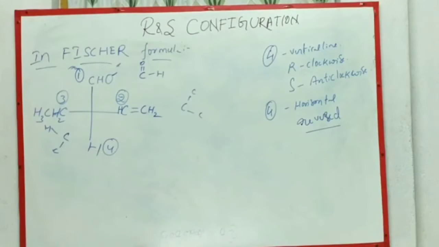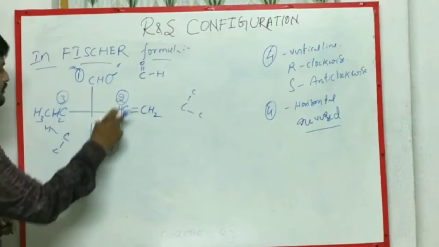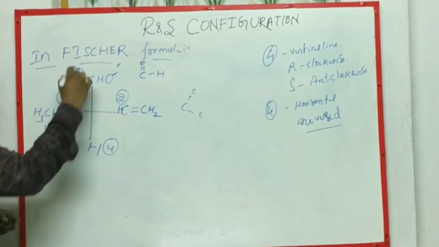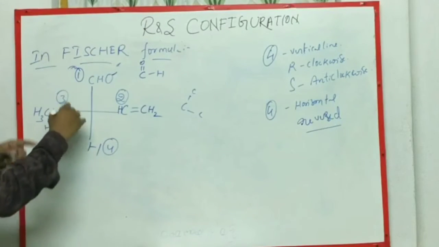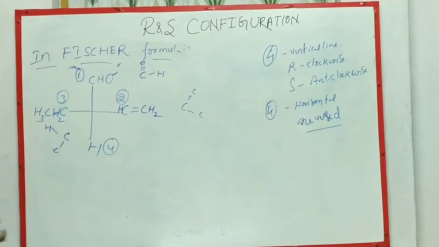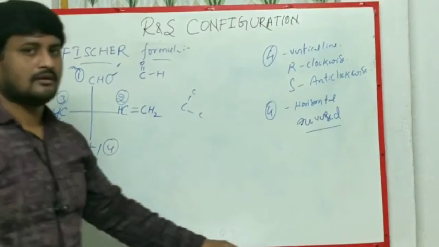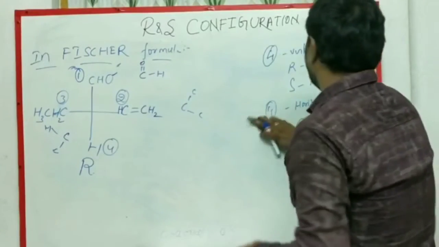Okay. Configuration 1, 2, 3: anti-clockwise, sorry, clockwise. Clockwise, and the fourth priority is on the vertical line. It is R configuration. Do you understand? Okay. Another one.